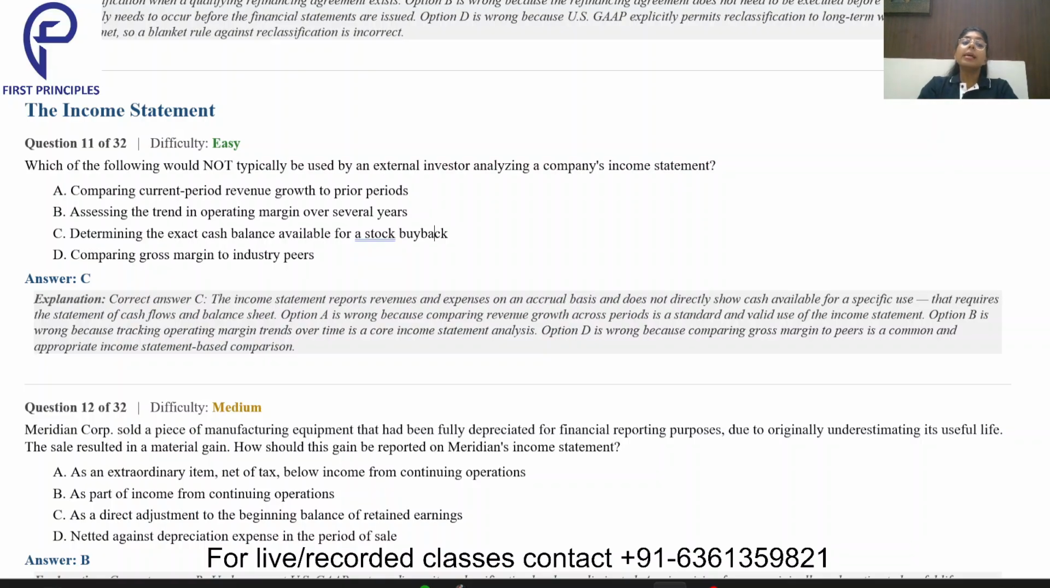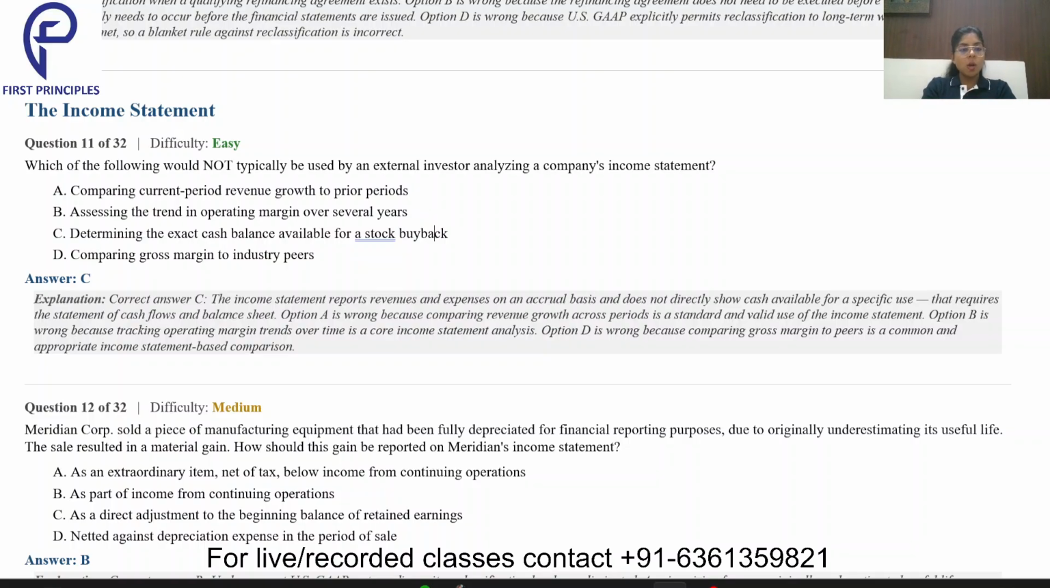Then option C, determining the exact cash balance available for a stock buyback. What does a stock buyback mean? The company is going to go into the market and buy back its own shares. So as an investor, will I be interested in knowing how much cash this company has in order to buy its shares back? No, I will not be interested in that.